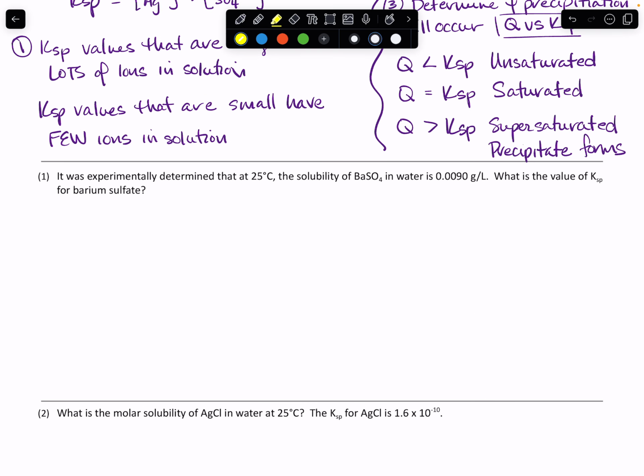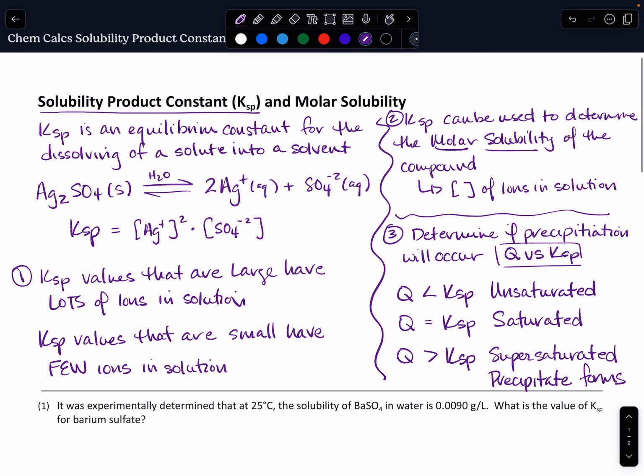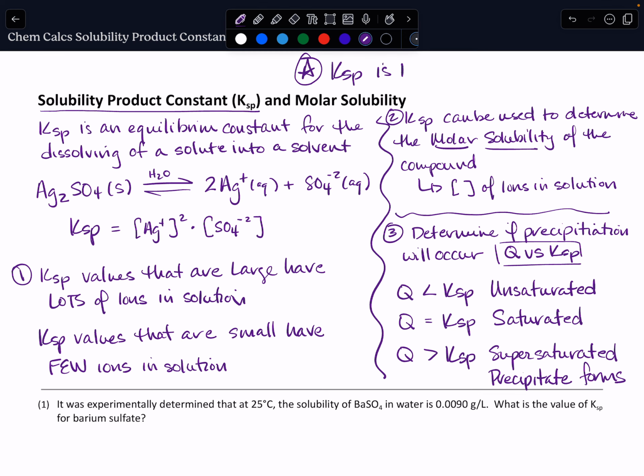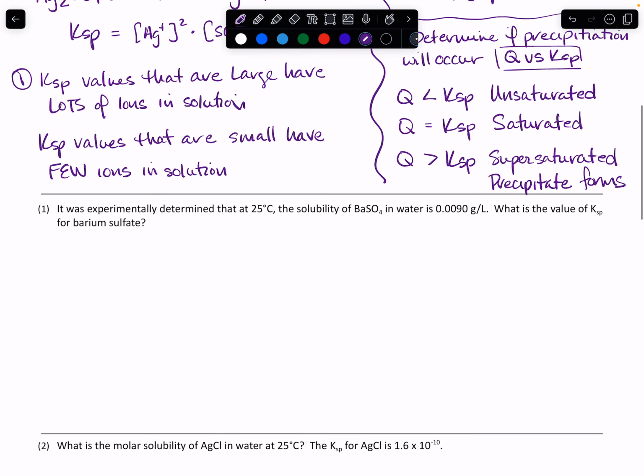We're going to start with this one. It was experimentally determined at 25 degrees Celsius. Oh, let me go back. I'm going to put a star up here. KSP is temperature dependent. Just like KEQ, KC, KP, you have to list the temperature in the problem, because your KSP value at 25 degrees may not be the same KSP value at 50 degrees. Sorry, I meant to put that on there. It is temperature dependent, so be very careful.